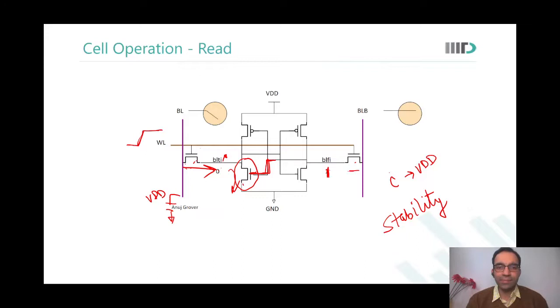Anything else? BLTI, what does it mean? It doesn't mean anything. It's just a name. T could represent true node and I could represent internal. So true and false. I could have called it Q and Q bar. I could have called it anything. Don't worry, it's just a name.